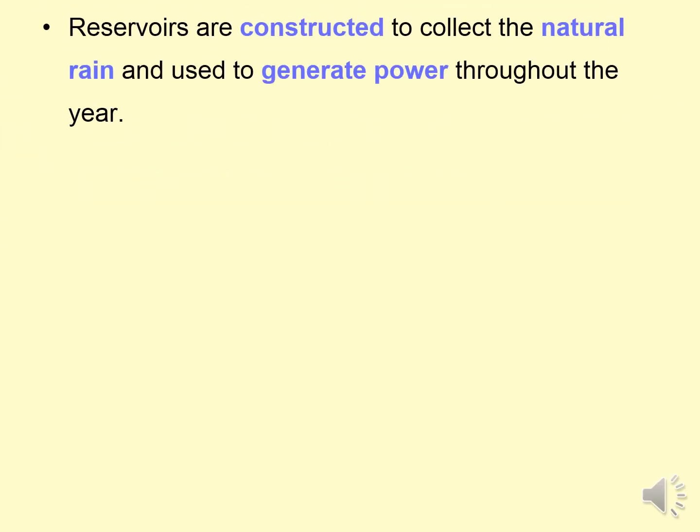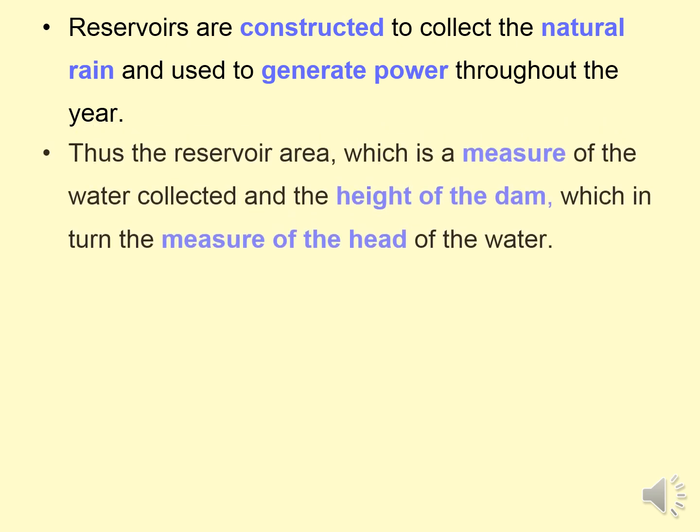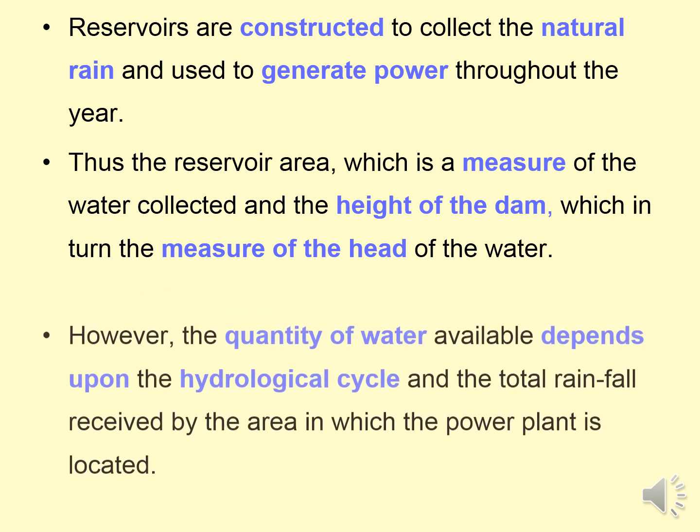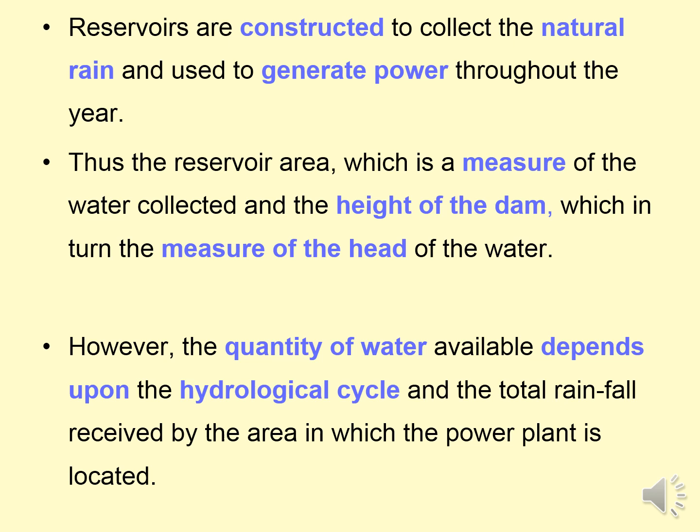So reservoirs are constructed to collect the natural rain and use it to generate throughout the year. Thus the reservoir area is a measure of water collected, and the height of the dam is in turn a measure of head of water. However, the quantity of water available depends upon the hydrological cycle and the total rainfall received by the area in which the power plant is located.